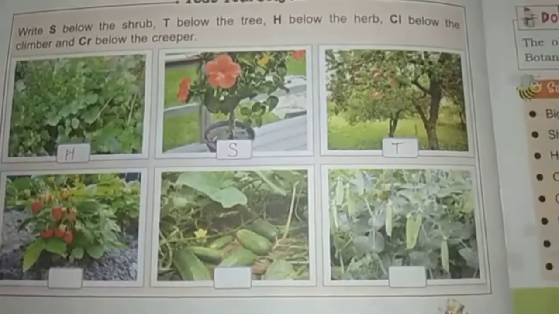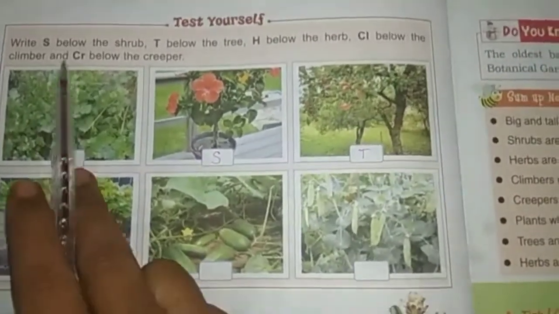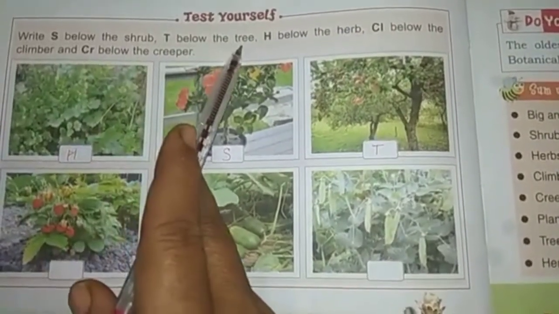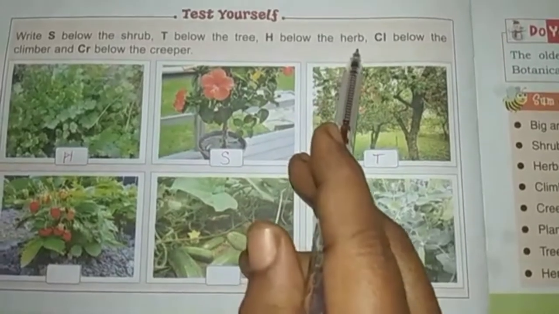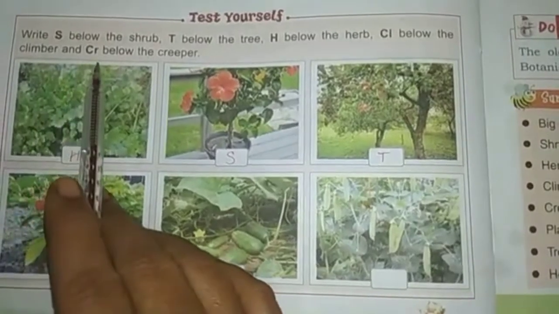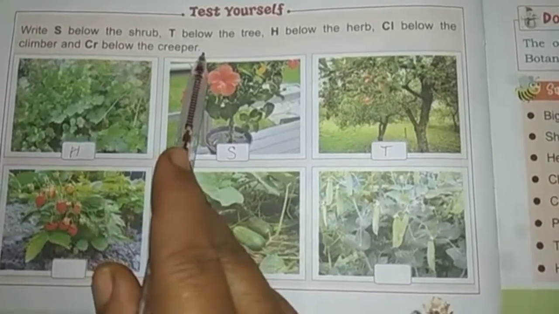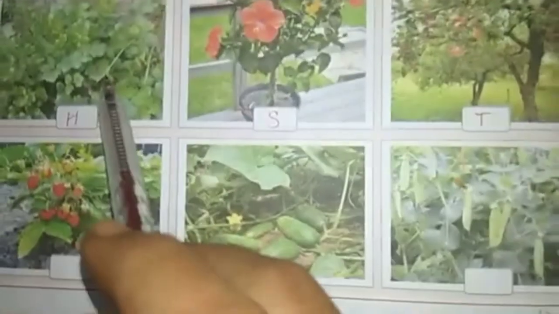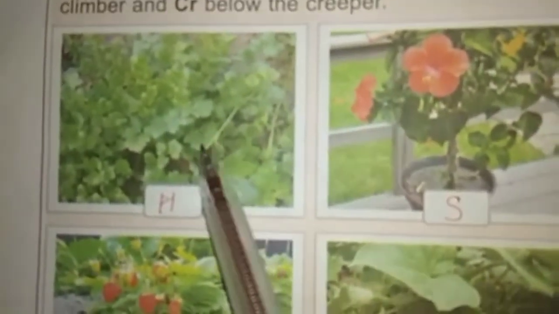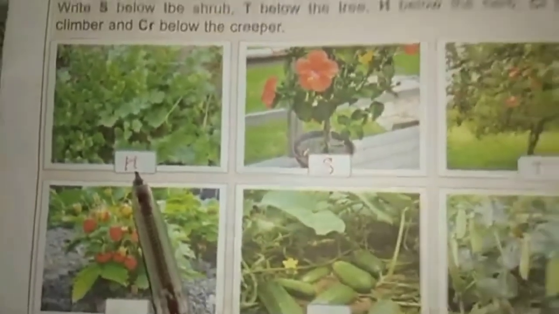Children, this is an activity. Write S below the shrub, T below the tree, H below the herb, CL below the climber, and CR below the creeper. See, in this plant, what is it? It is the coriander plant, no? Coriander is a herb. So in this box you must write H.